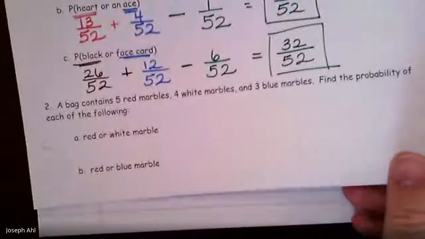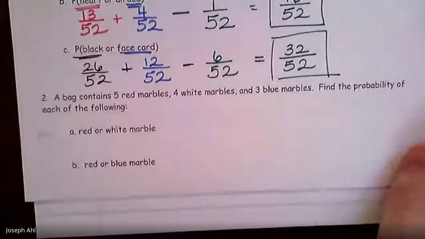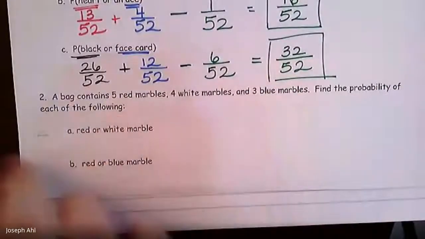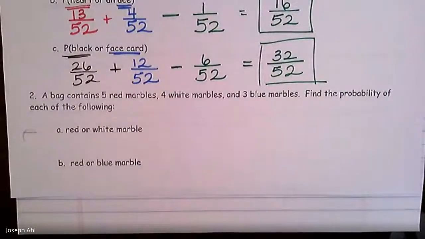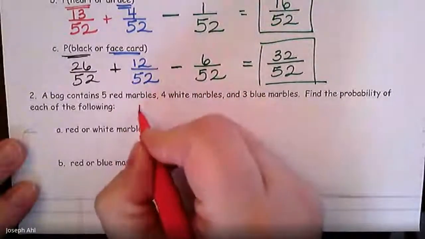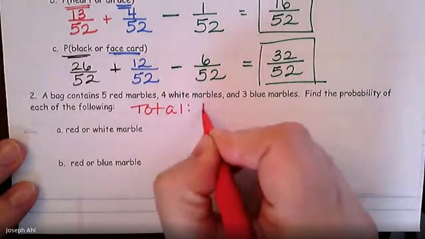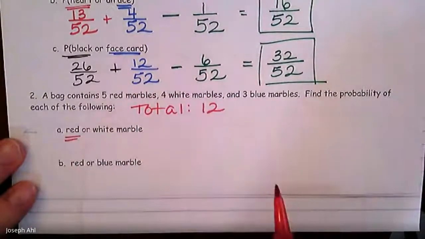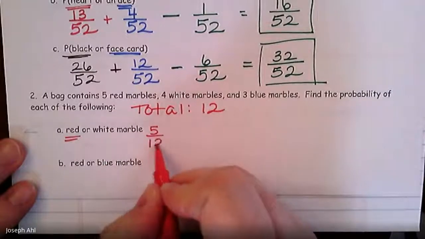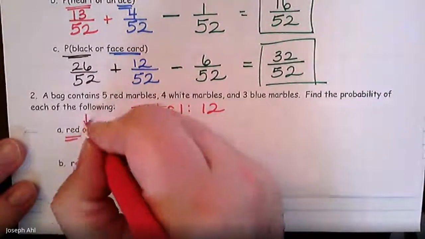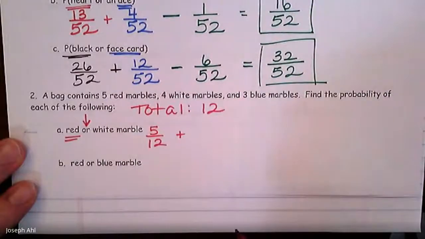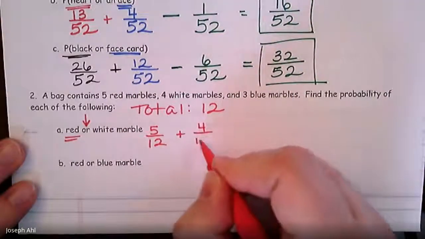A bag contains 5 red, 4 white, and 3 blue marbles. Find the probability that each of the following will happen. So the first one says picking a red or a white. So how many do we have total in the bag? 5 plus 4 plus 3 is a total of 12. So the probability that I pick red is going to be 5 out of 12, plus the probability that I pick white, and again, I'm doing plus because I see the word or. Probability of white is 4 out of 12.